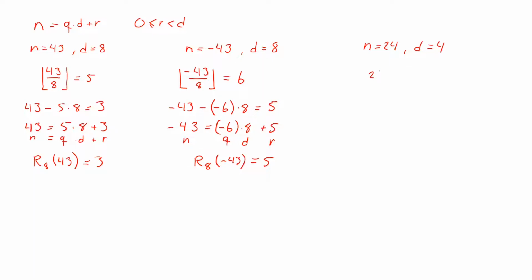So here we can write 24 divided by 4 and then we round this downwards and this will equal 6. So here we can write 24 equals 6 times 4 plus 0. So the remainder when we divide 24 by 4 equals 0. So in this case we say that 4 divides 24. We write it like this.